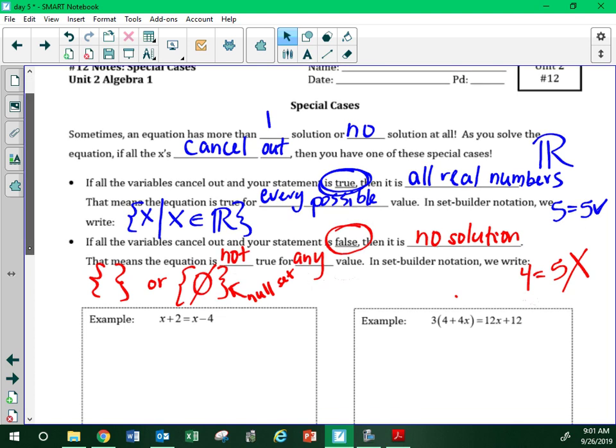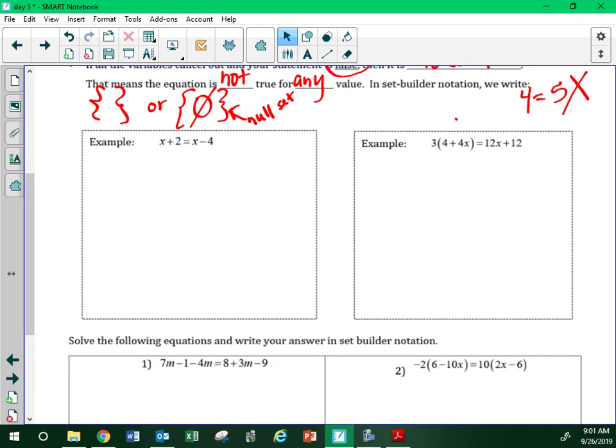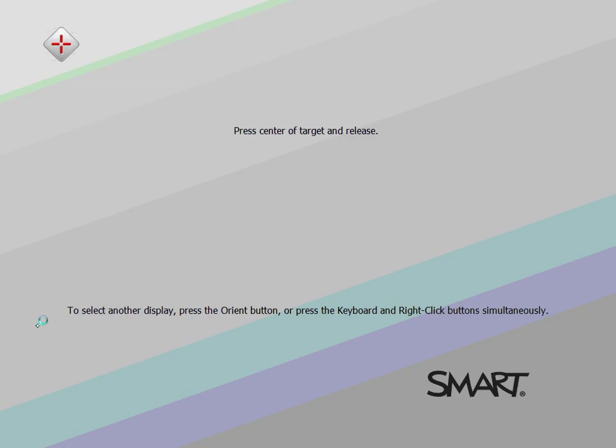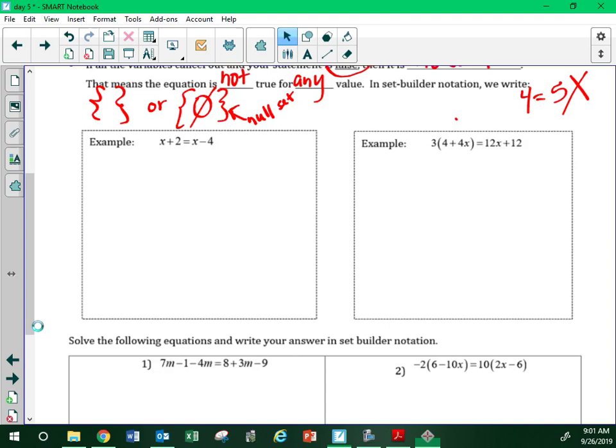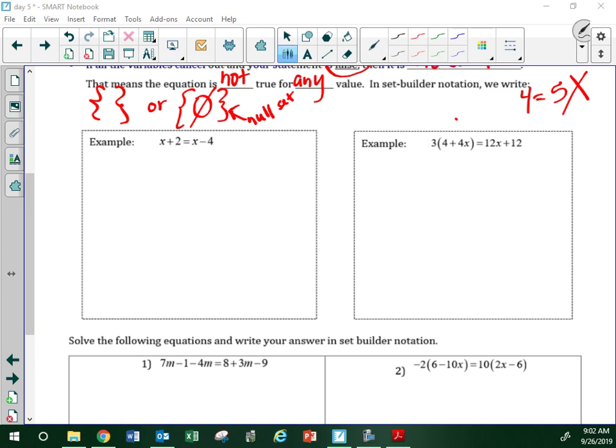So then we're solving just like we've solved all along. It's just that we didn't show you these crazy examples at first because we didn't want to confuse you when we were learning how to solve. But now that we've had practice solving over and over again, we're going to take a look at these. All right, so for example, we have x plus 2 equals x minus 4.